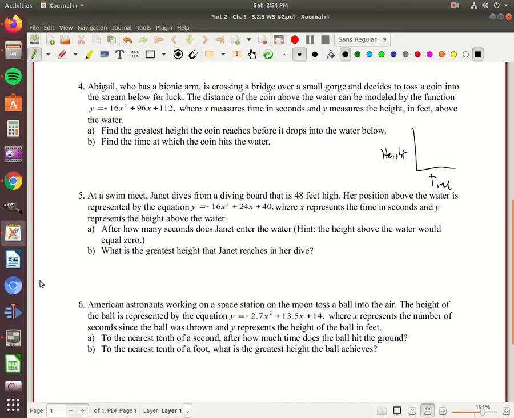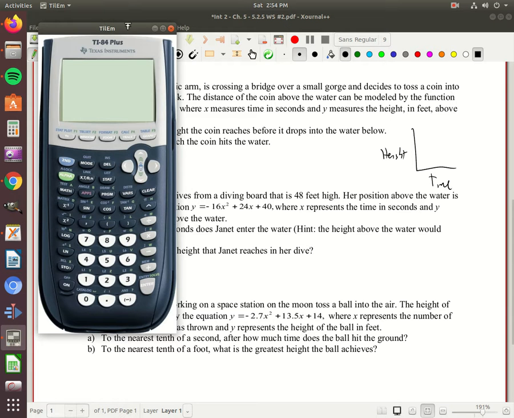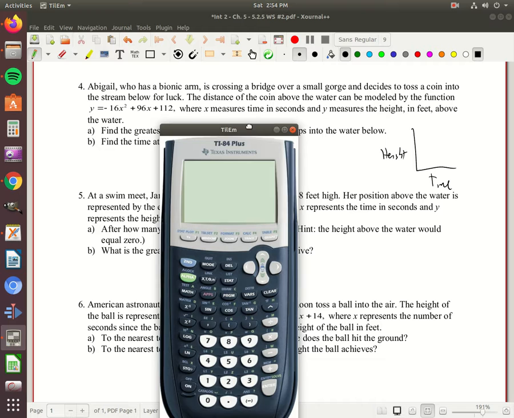So I'm going to go ahead and show you how to do this in this calculator, although I think most of you will probably use Desmos.